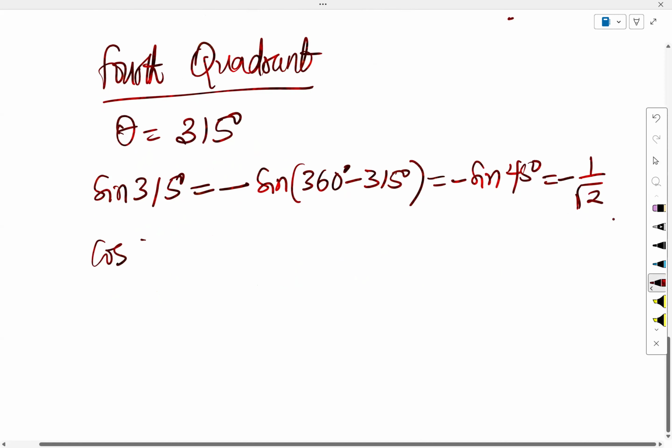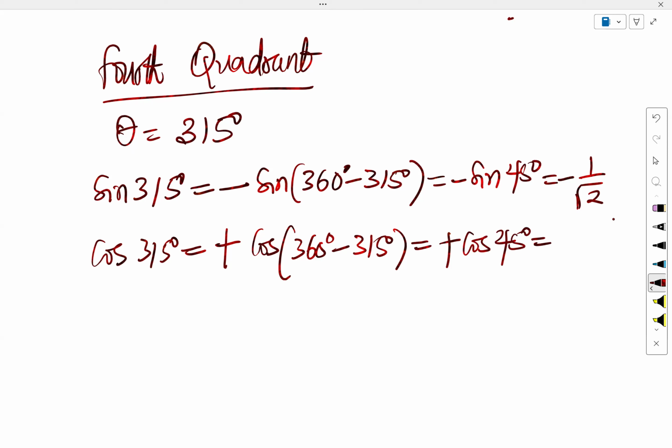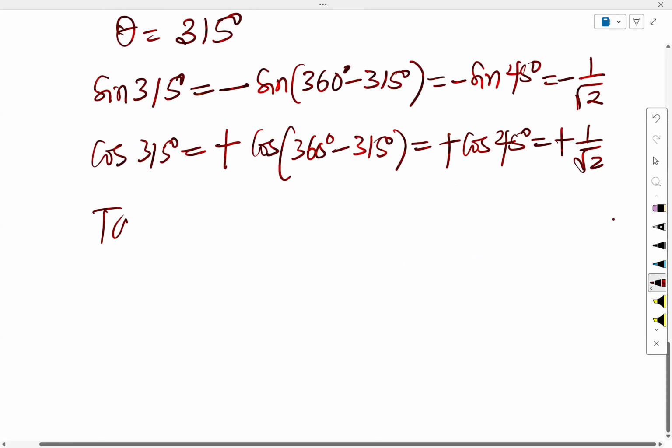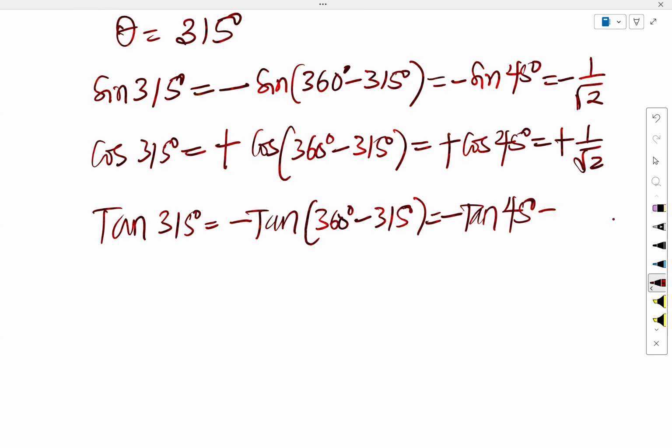Then cos 315 degrees. Cos is positive in the fourth quadrant. So that's plus cosine of 360 degrees minus 315 degrees. And that is equal to plus cosine of 45 degrees, and that is plus 1 over root 2, like that. And lastly, you have tan 315 degrees. In the fourth quadrant, only cosine is positive, so tan is negative. So you have minus tan of 360 degrees minus 315 degrees, and that is equal to minus tan 45 degrees, and that is equal to minus 1.